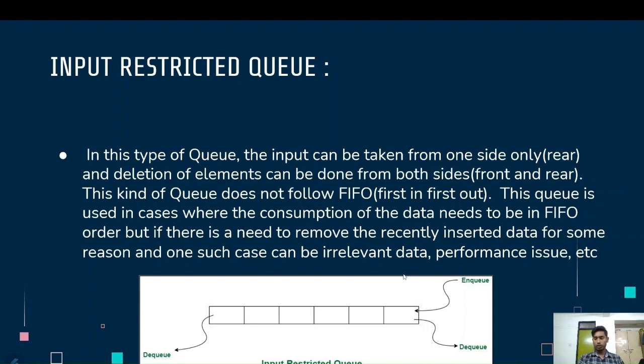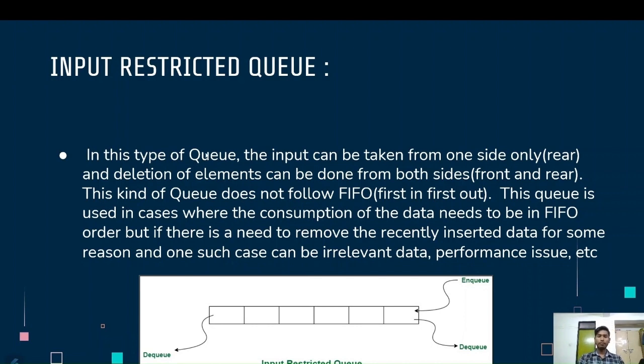Like you can see in this figure that insertion of the element is taking place from only the rear side, but the deletion can be taken and is taking place from both the sides, rear and the front also. So this type of queue is called an input restricted queue.